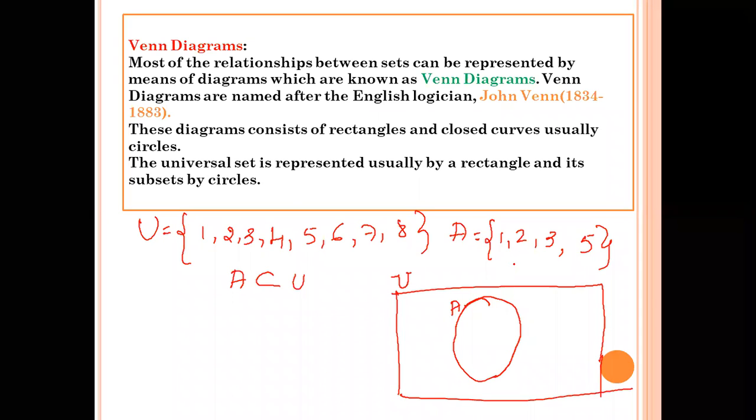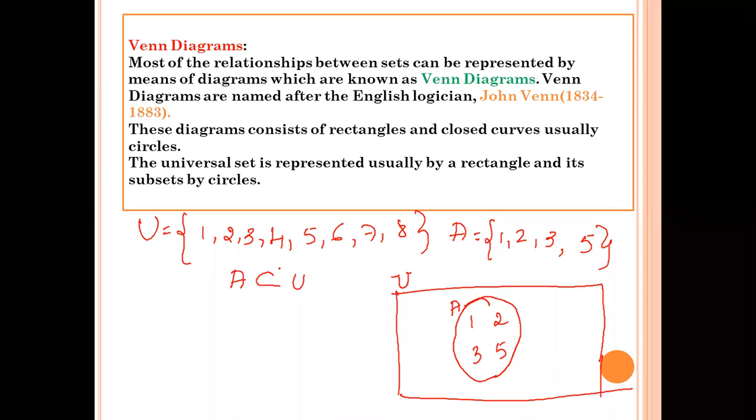What are the elements in set A? 1 2 3 5. Correct? So what you have to do is write the elements of A inside the circle. So it is 1 2 3 5. Somewhere inside the circle you have to write.